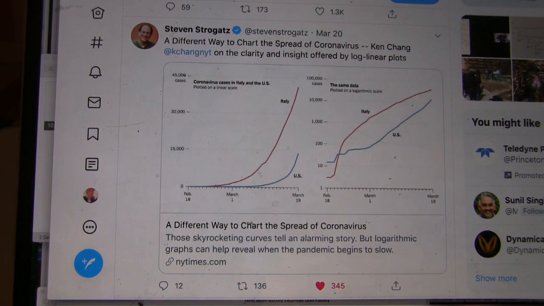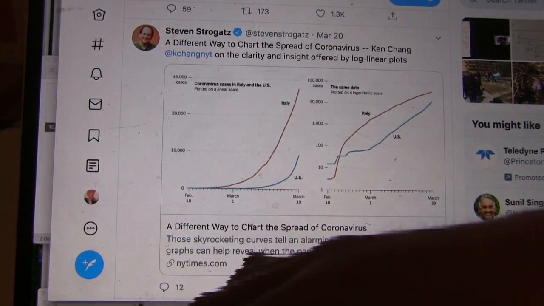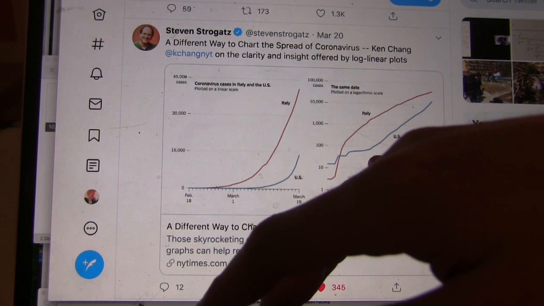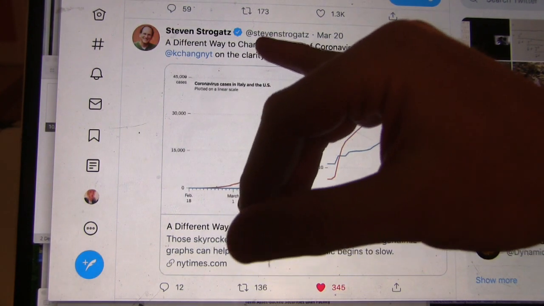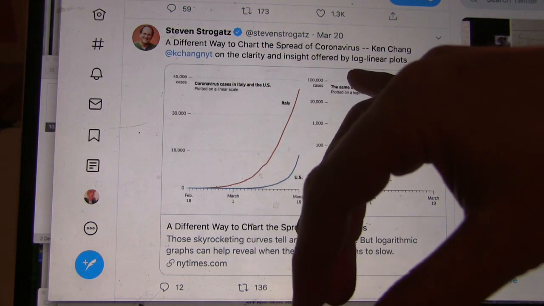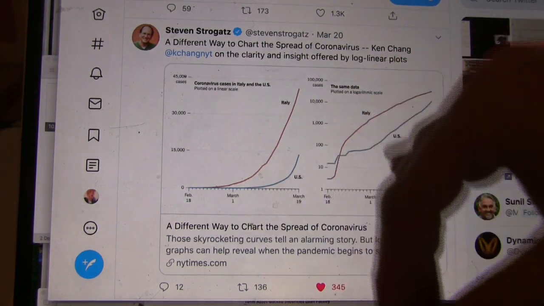Okay, so here's a tweet I saw a few days ago from Stephen Strogatz. He's referencing an article in the New York Times, but it's really these two graphs that I want to show you. So he's saying a different way to chart the spread of the coronavirus. This was an article in the New York Times on clarity and insight offered by log linear plots.